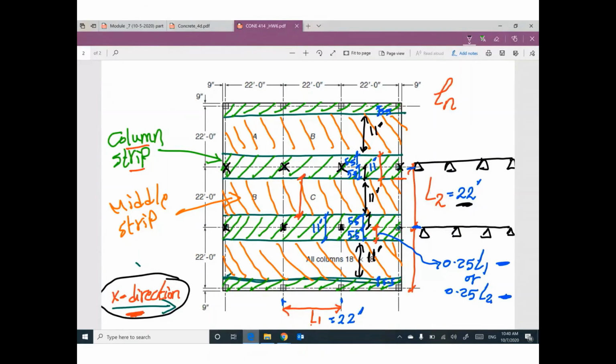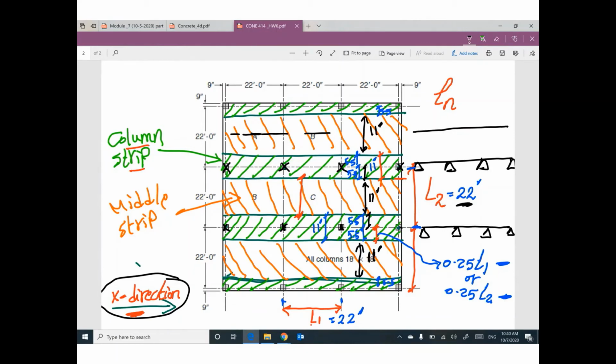Guys, I told you the column strip, and that makes sense. The column strip is supported by this column, and this column, and this column, and this column. What about the middle strip? This strip will be supported by what? Do you have anything at the middle? Do you have any support inside this strip?